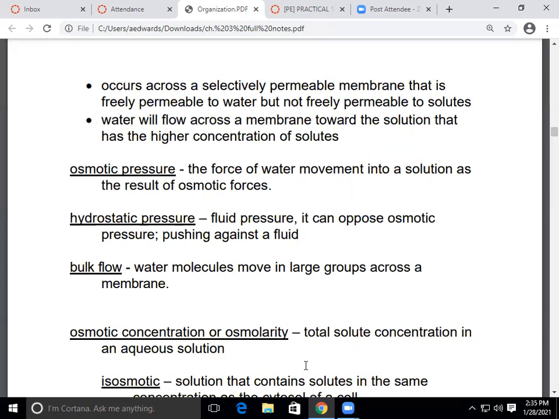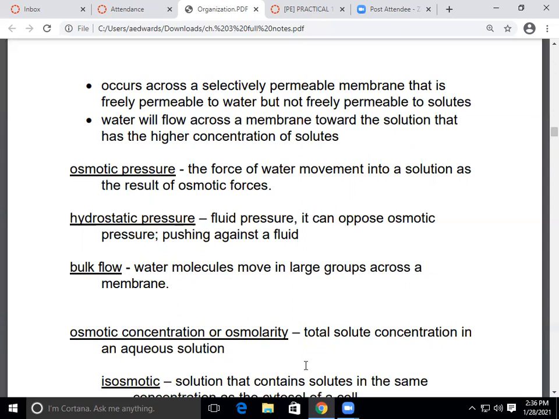So the water is going to flow toward that solution that has a higher concentration of solute. Because if you think about it, basically it's stuff and water. So if you've got a lot of stuff, it means you've got relatively less water, right? Or a lower concentration of water. Where you have not much stuff, that means you have a lot of water relatively. So that lot of water is going to go toward not much water, okay?